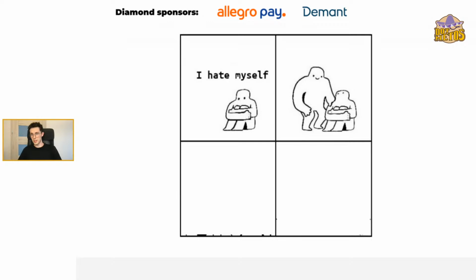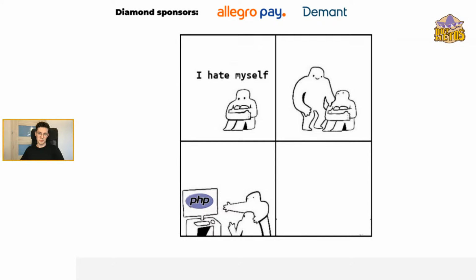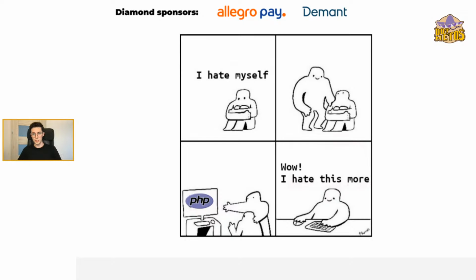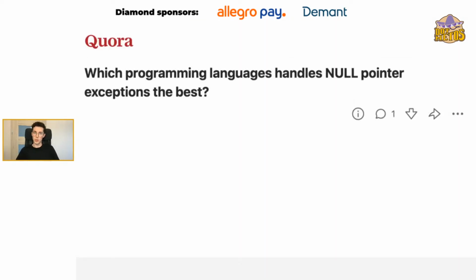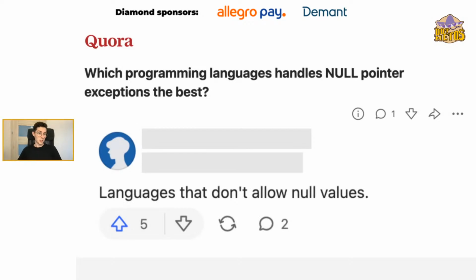So maybe it's not the best idea to make fun of those other languages, but that's what this presentation is about. It's about those types of decisions in different languages and the consequences of them. So it would be good to end up here with a conclusion. I found one which is extremely simple yet very wise. Someone asked on Quora, which programming languages handle null pointer exceptions the best? And the answer, which I couldn't agree with more, is: languages that don't allow null values.